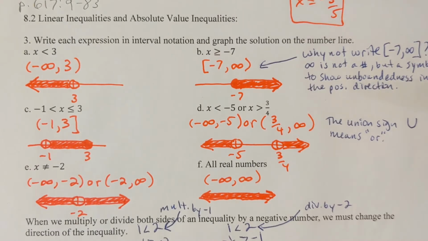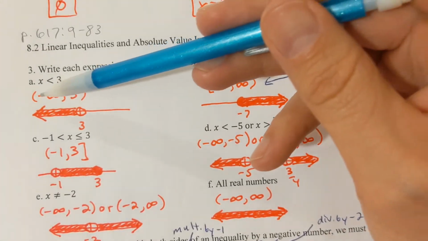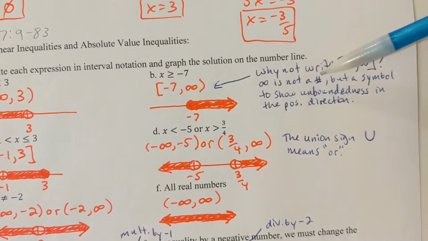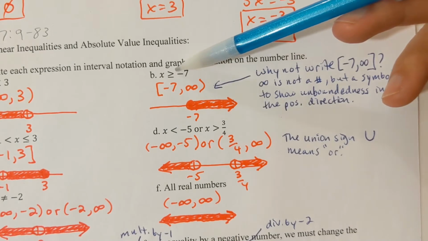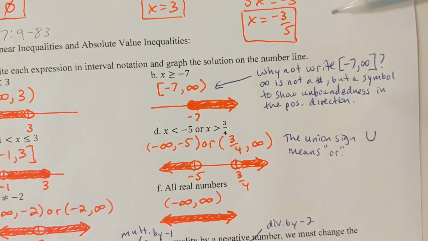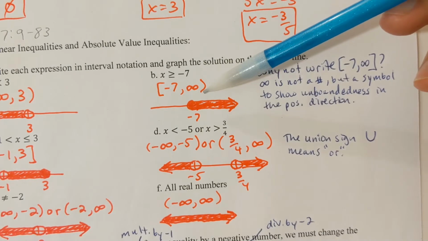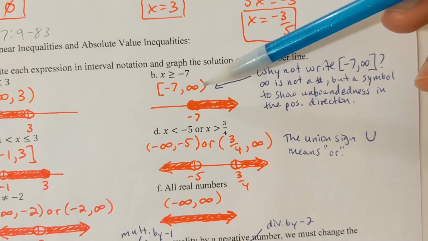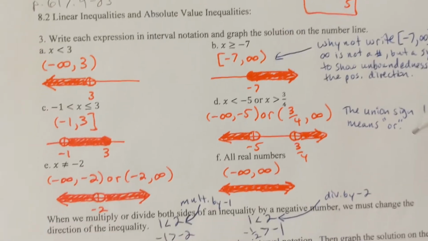By the way, you will always have a parentheses by the infinity or the negative infinity symbols. Why not a bracket? Well, because infinity is not a number. I mentioned that you're only using a bracket if you're including the number. Number is a key word. Infinity is not a number. Infinity is just a symbol to show unboundedness in the positive direction. So since that's not actually a number, you're never going to have a bracket by the infinity sign, and same thing with the negative infinity sign. Those are not numbers.